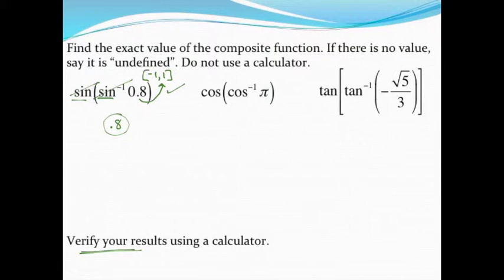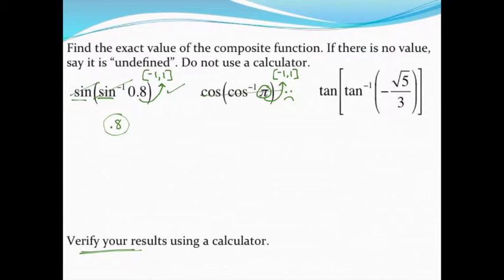Next up, I have the cosine of the inverse cosine of pi. Well, once again, the only question you really have to ask yourself is, is that in our domain? Our domain for inverse cosine is, again, -1 to +1. Pi, sadly, does not fit in between there. So pi is not in the domain, which means these don't just cancel out.